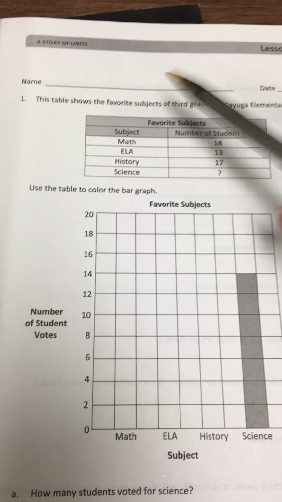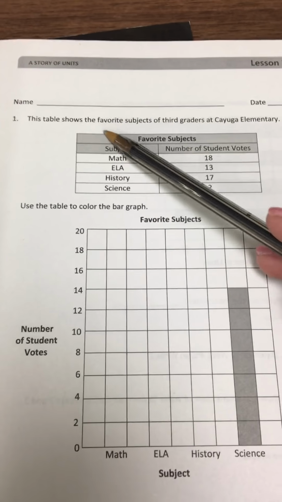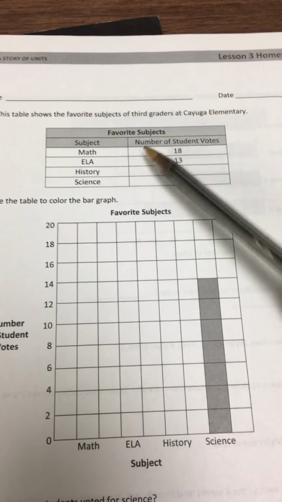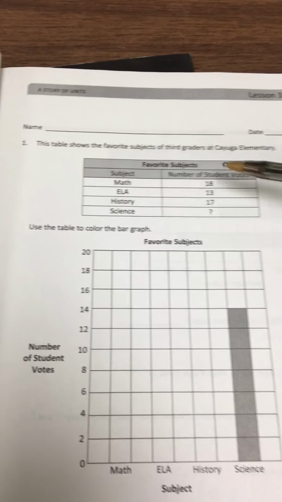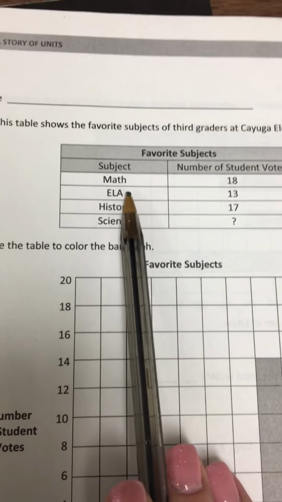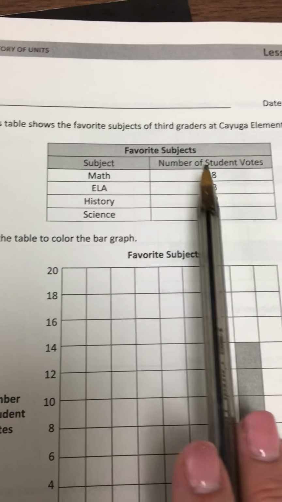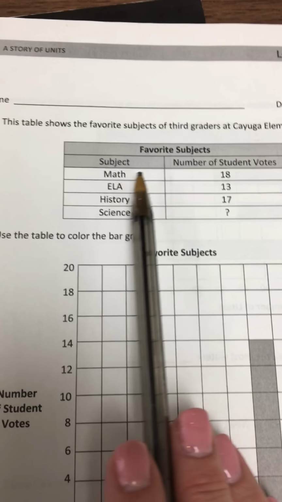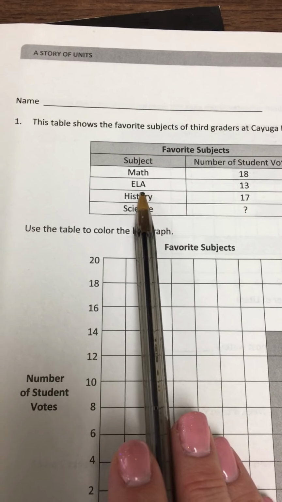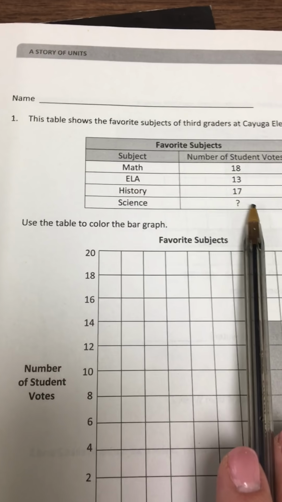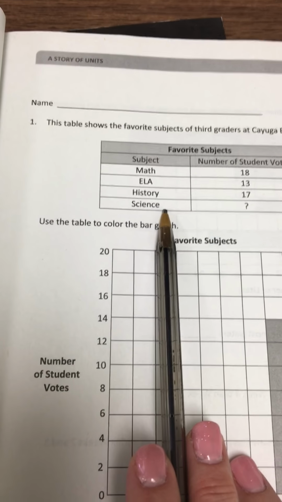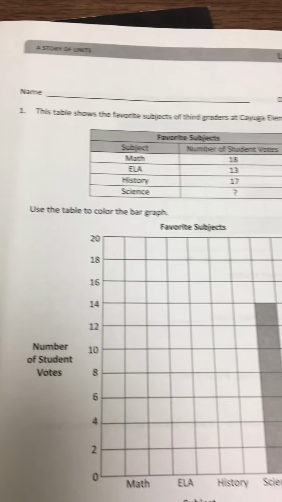Number 1 says, this table shows the favorite subjects of 3rd graders at Cayuga Elementary. They were going through and figuring out what everyone's favorite subject was. It tells you the subjects here and how many students liked each one. For instance, 18 students liked math, 13 liked ELA, which is English Language Arts, and 17 liked history, and science is the question mark. So that's going to be one we have to figure out somehow.